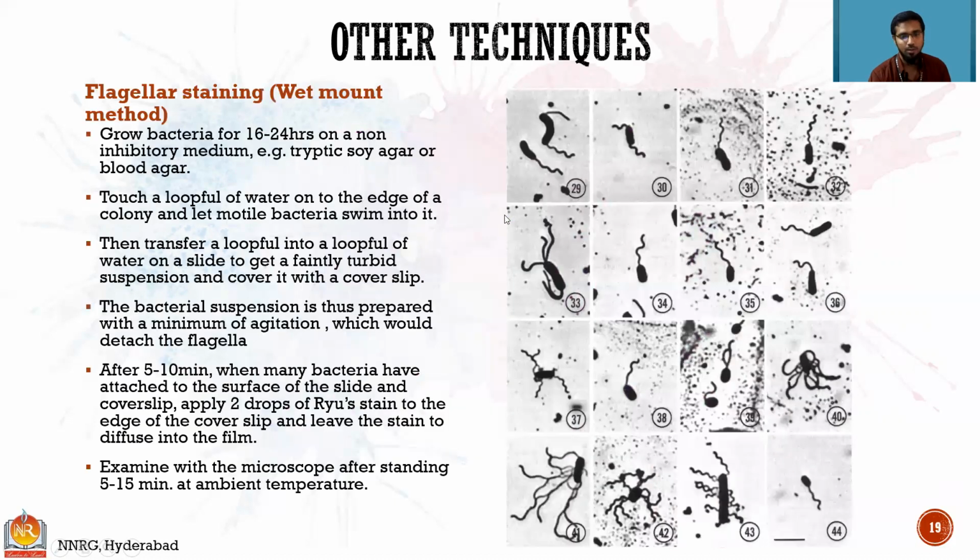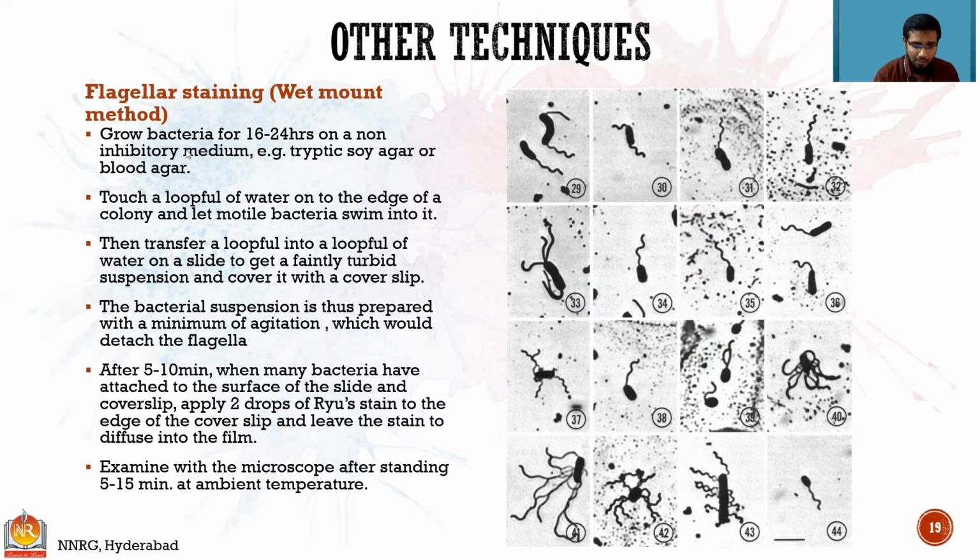This was the capsule technique, and other techniques include the flagella and nuclear techniques. So we'll see what the flagella technique is. First, grow bacteria for 16 to 24 hours on a non-inhibitory medium. For example, blood agar medium is a non-inhibitory medium, or tryptic soya agar. This is a different type of agar, Newton medium, that can be used. First, bacteria should be grown for 16 to 24 hours in that specific Newton medium.